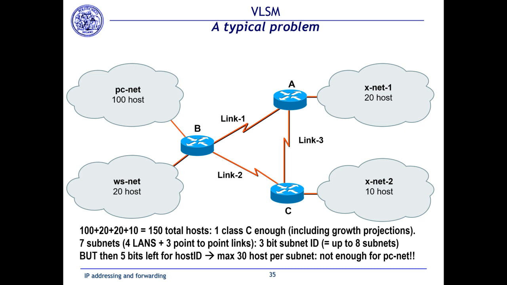Let's consider an example that is quite understandable. You have this network, which is composed of different physical networks, 4 that are connecting a variable number of hosts. One with 100 hosts, 2 with 20, and 1 with 10. And then we have 3 routers inside, these are internal routers. They are connected to each other by point-to-point links.